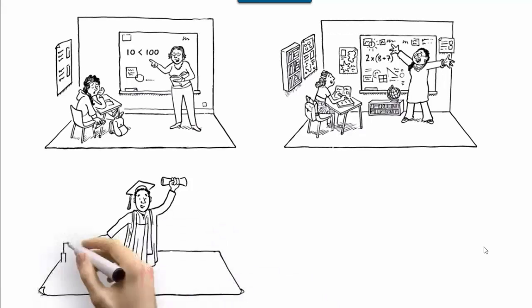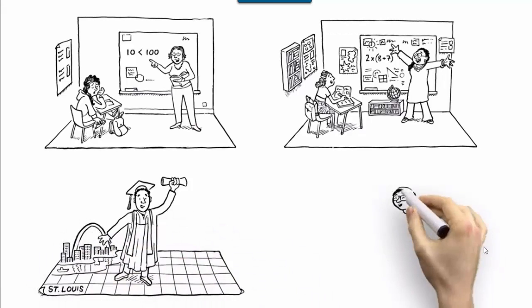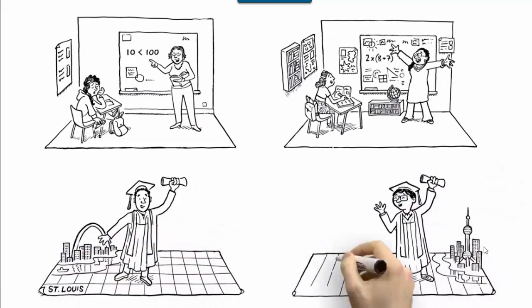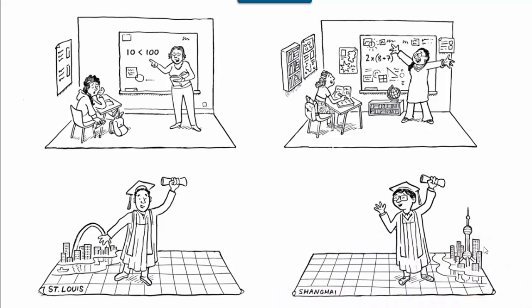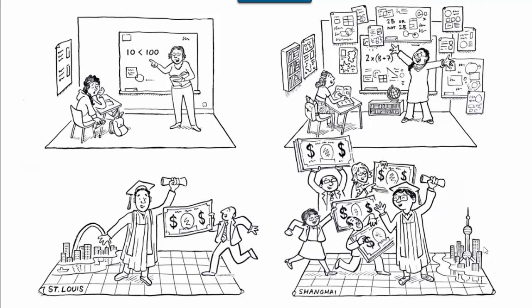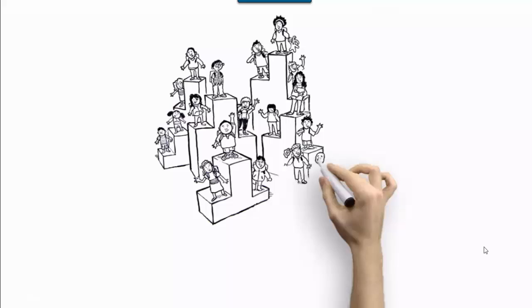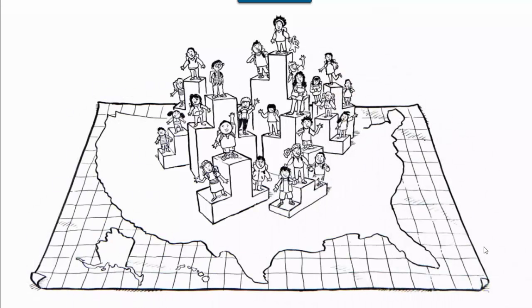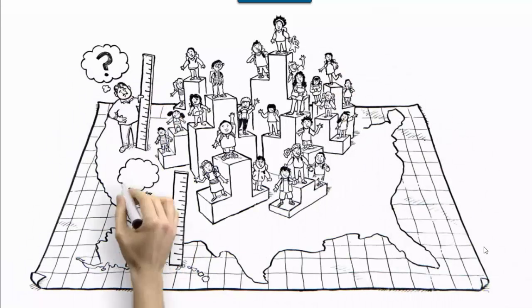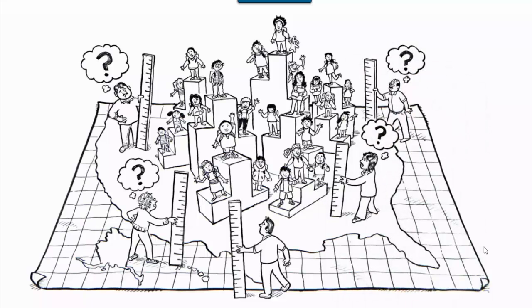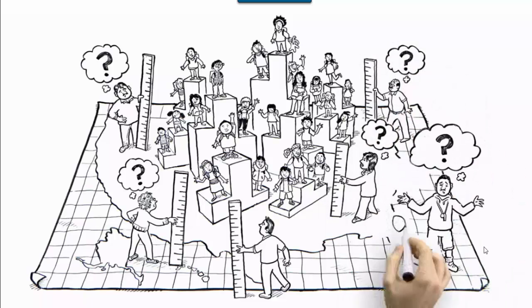Is a graduating senior in, say, St. Louis as prepared to get a job as the graduate in Shanghai? Well, it turns out the answer to both of these questions is no. Because for years, states have been setting different standards for what students should know and be able to do at each grade level. That's making it too hard to know if our kids are really doing well enough overall, and if they can really compete for a job someday.